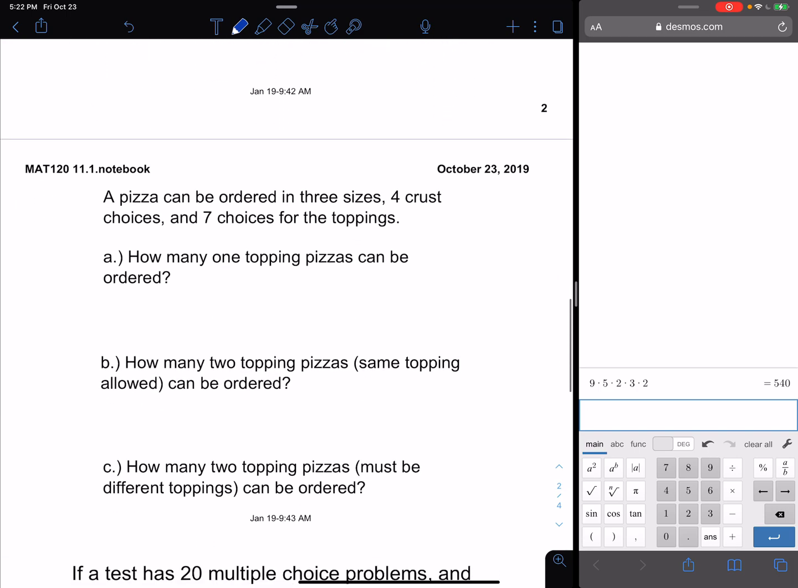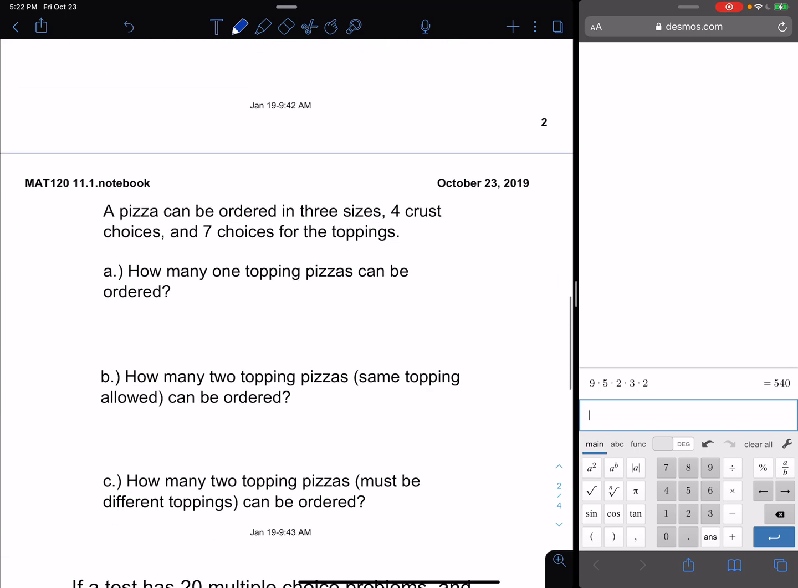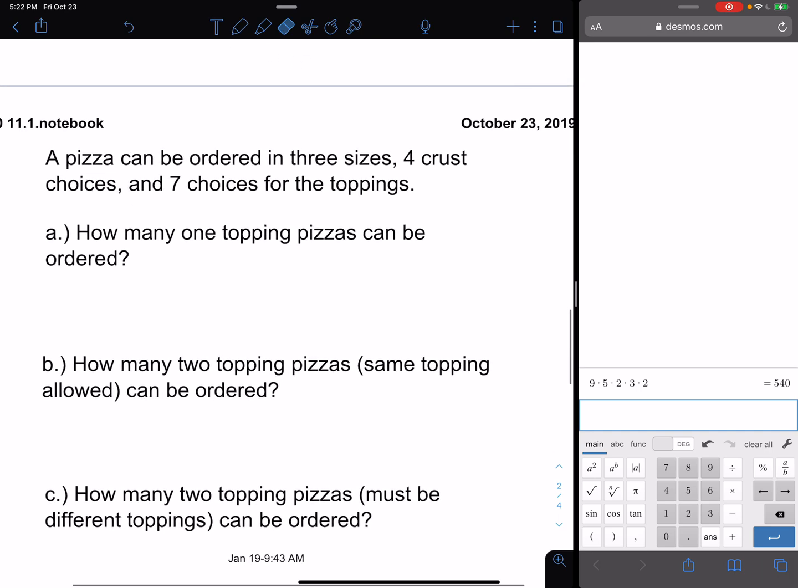So let's look at another example. And here we have a few different parts that we have to think through. So they tell us that a pizza can be ordered in 3 sizes with 4 crust choices and 7 choices for toppings. In part A, they ask us how many 1-topping pizzas can be ordered. So if I think about what's going on, I need to choose a size. I'm going to need to choose a crust. And then I'm going to have to choose 1 topping.